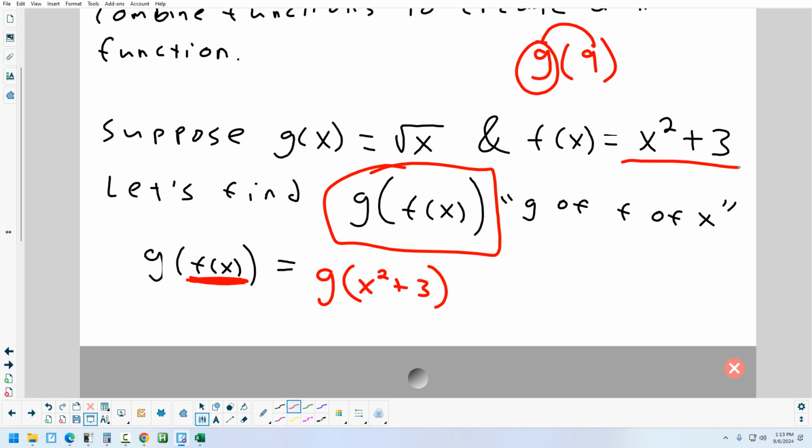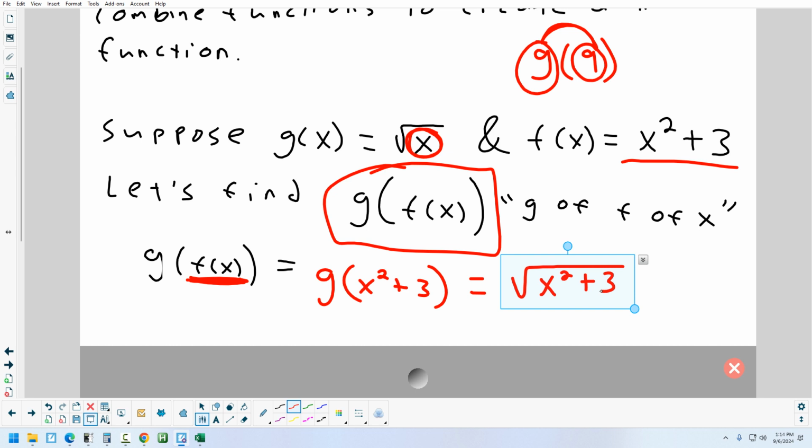Now you're going to do the same thing here that we did up here. You're going to take whatever you have here and fill it into function g everywhere there's a letter. So in function g, everywhere you see a letter, I want you to change it to what's inside those parentheses. If you plug in x squared plus 3 for the x right here, what would it look like? g of the square root of x squared plus 3. So you'd have the square root of x squared plus 3.